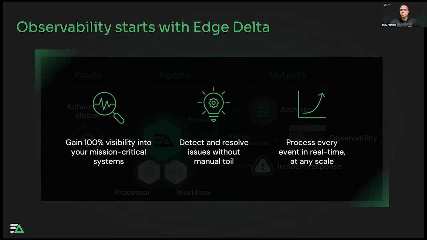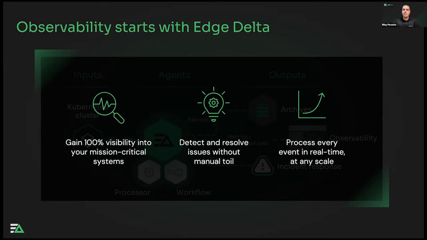The second benefit is to detect and resolve issues without manual toil. At Edge Delta, we like to say we automate observability, and that's the focus of today's webinar. What do we mean by that? At the agent level, we are automatically analyzing 100% of the data, so the customer is not required to manually configure any logic within the platform. There's no regex or manual queries or anything like that. These insights are generated automatically.